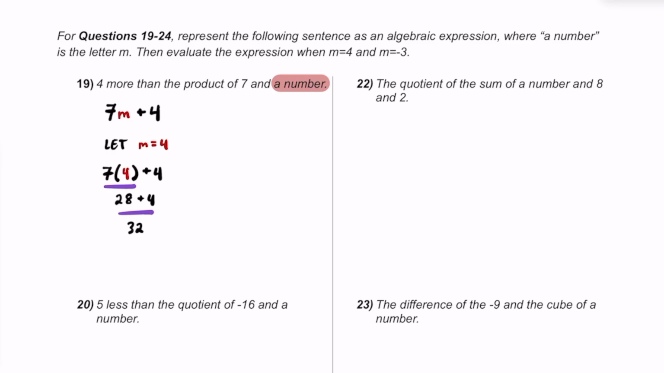I'm actually just going to highlight that real quick so it's a little bit more clear. And then let's go ahead and let m equal -3 now. Again, these are just hypothetical values that we're trying out here. If we let m equal -3, this time it's going to be 7 multiplied by -3, and we're going to add on 4 afterwards. So if m is -3, we're going to get a different value here, I think, right? So 7 times -3 is going to be -21. -21 plus 4, that's going to be equal to -17. So you can see if m changes values, then the value of the expression is also going to change.